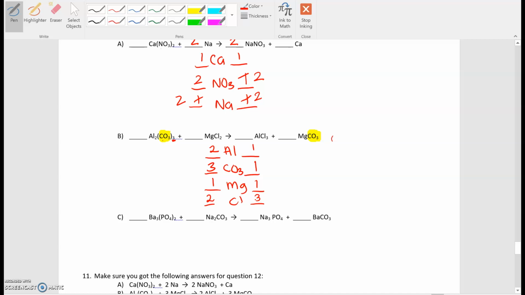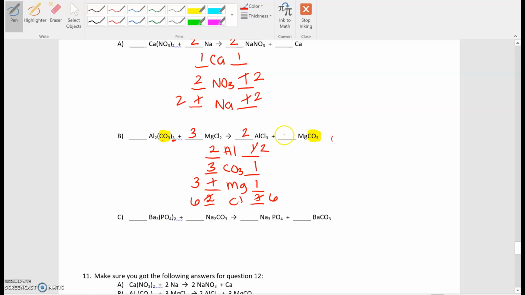So if I would like to, I can start off with balancing my aluminums. So I put a 2 here to do 2 times 1, which is 2. That also changes my chlorines to 6, because it's 2 times 3. That means if I put a 3 here, that's 3 magnesiums and 6 chlorines.